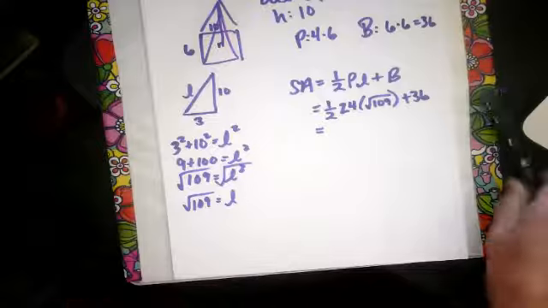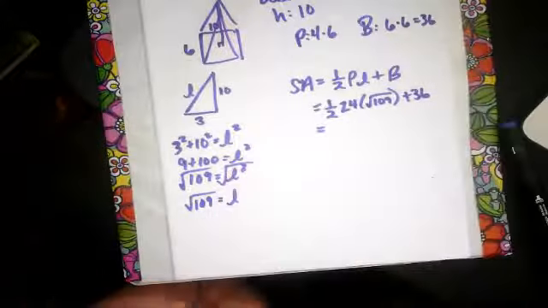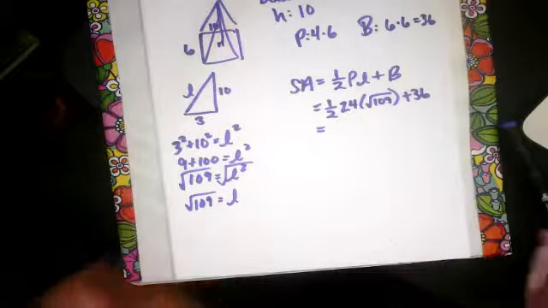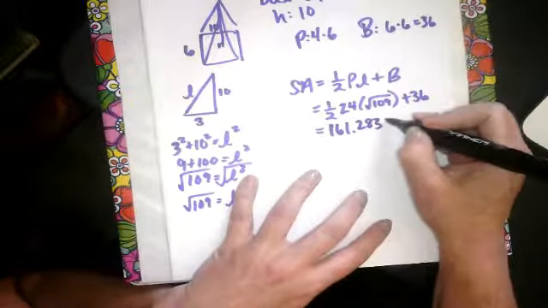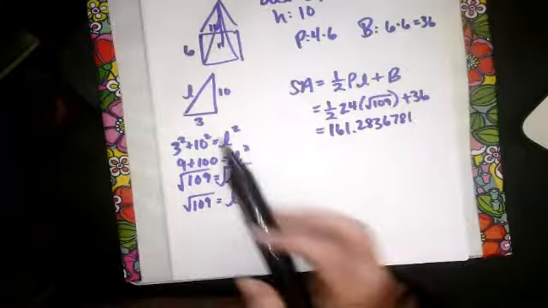And so I got this part right here to be 125.28, but I'm just going to do plus 36 because we want the total surface area, and that is 161.283. And then you would round to whatever they tell you to round to. And yeah, that's good. And again, that's if they don't tell you the slant height.